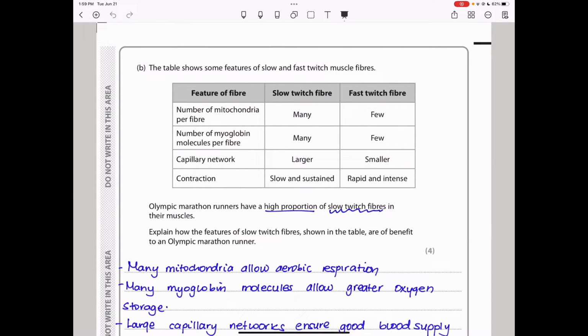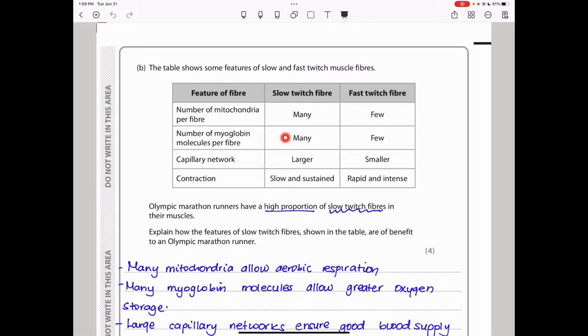Part B says, the table shows some features of slow and fast twitch muscle fibers. So they've given us the features here. In the features we have number of mitochondria per fiber. We see slow twitch have many mitochondria, while fast twitch have fewer mitochondria. Presence of many mitochondria tells us there is a lot of aerobic respiration taking place. As you guys know, aerobic respiration takes place in the mitochondria, so a lot of ATP is required from aerobic respiration. Here we also see the number of myoglobin molecules per fiber.